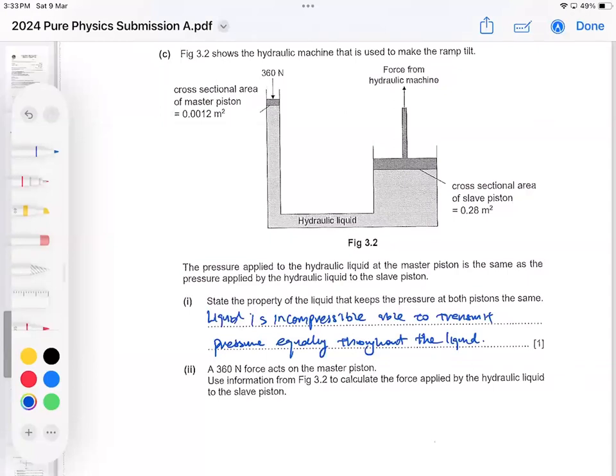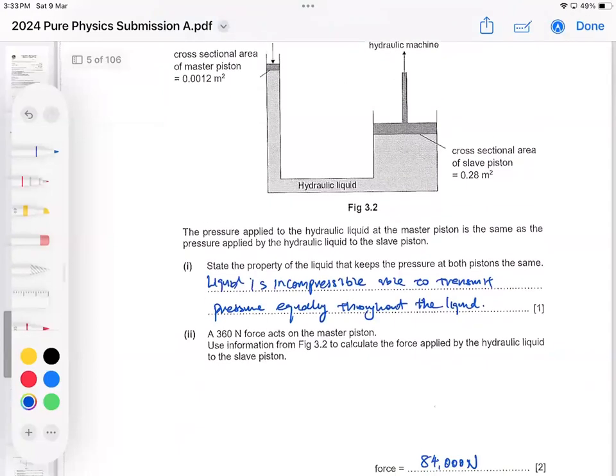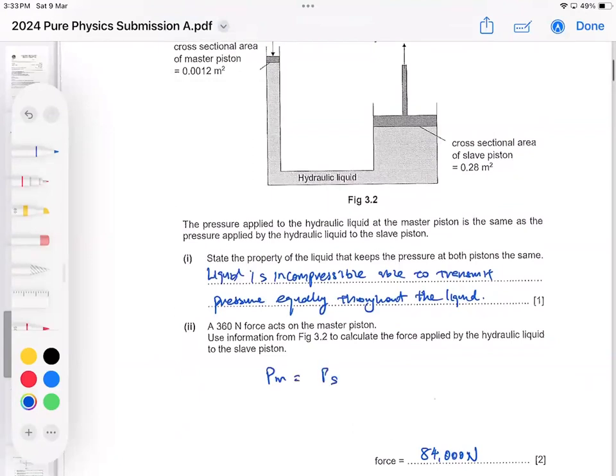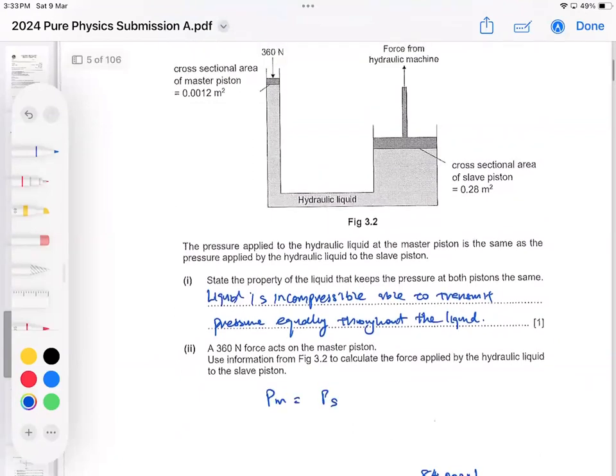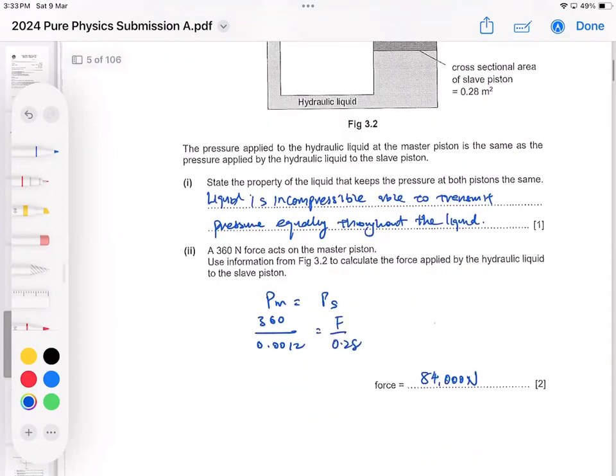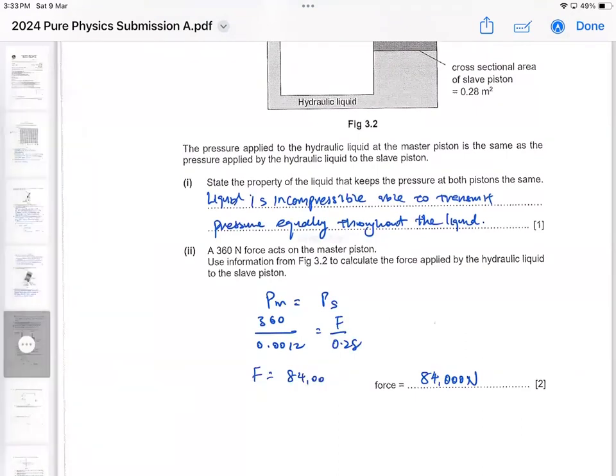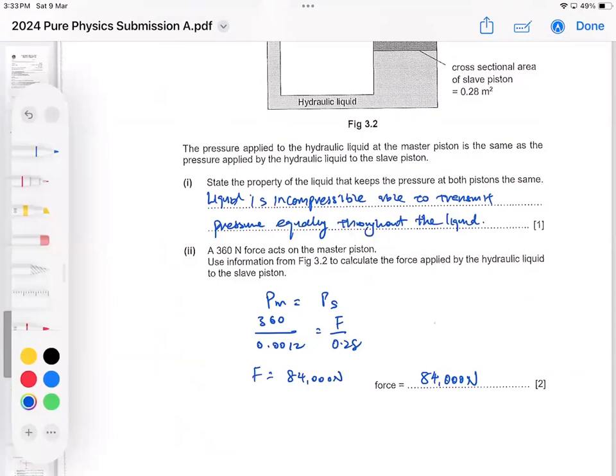So I can do something like this. Pressure at the master equals pressure at the slave. The master pressure will be force over area, 360 over 0.0012. And then the other side will be the force over 0.28. Then you should get 88,000. Yeah, 84,000. Oh, I think it's because I multiplied instead of divided. Ah, okay, it's the P equals F over A thing. Okay.